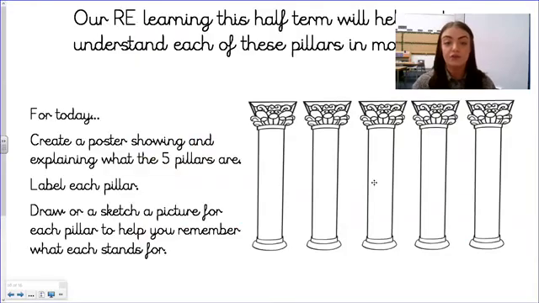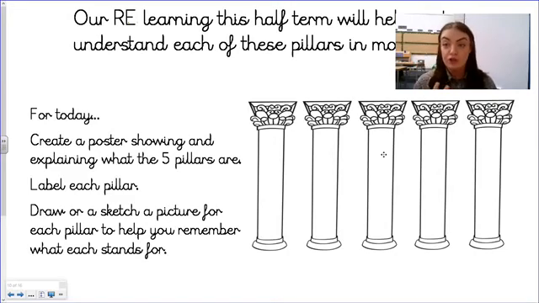So what I would like you to do today is your little activity is to just create a poster of these 5 pillars. Here you can see I've given you an example of what these pillars might look like. They tend to write each pillar's name going up the side, just like that. If you want to use this, or if you want to find your own way of creating this, that's absolutely fine. All I'd like you to do today is to create your poster showing and explaining what these 5 pillars are. So you need to label each pillar. You might want to put at the top that bit of information that these are the duties of a Muslim.